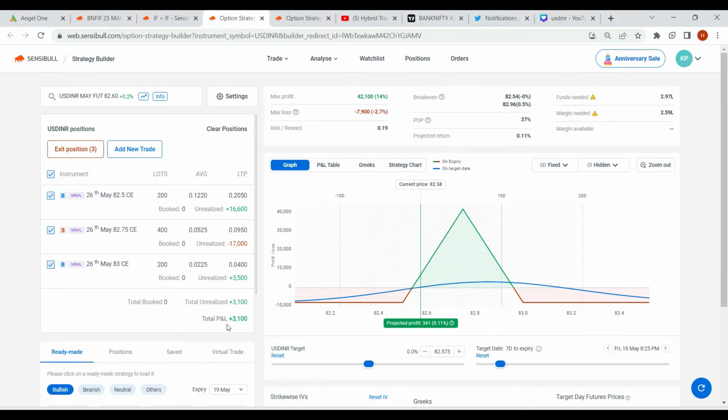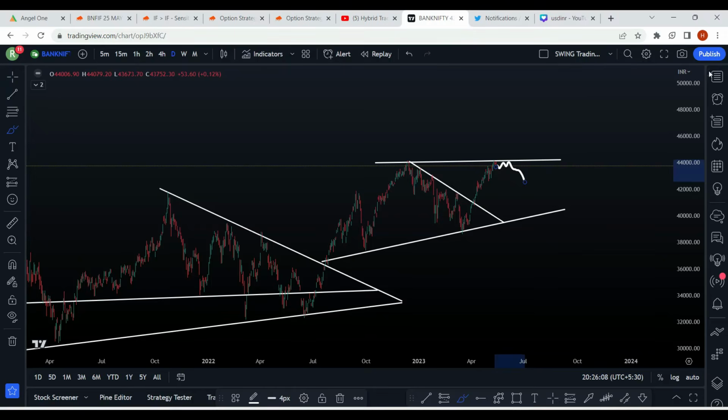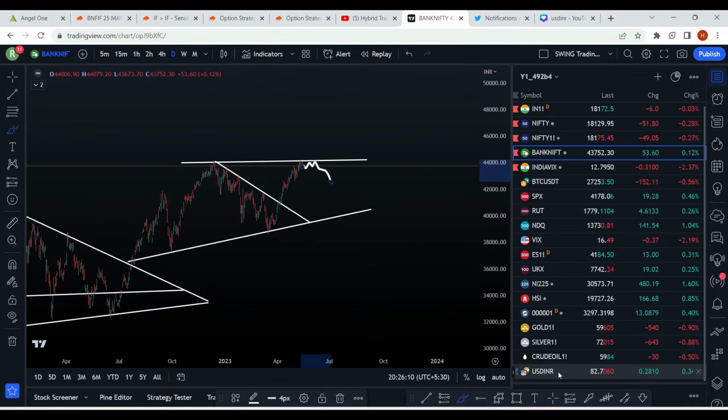This is my USD INR. Simple, guys. USD INR. I deployed this morning, so this is giving me almost, how much is this, close to 1+% within a day. And let me show you the price action of the Ironfly, guys. Let me show you. That's it.